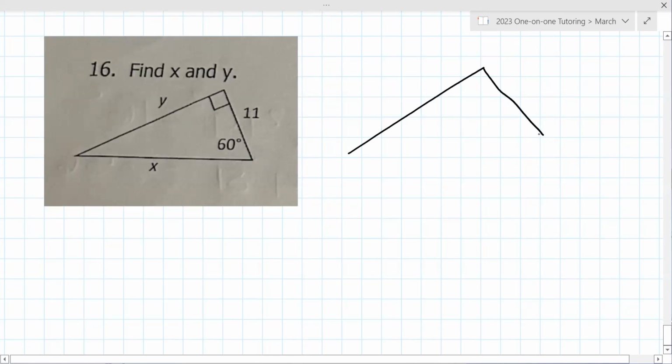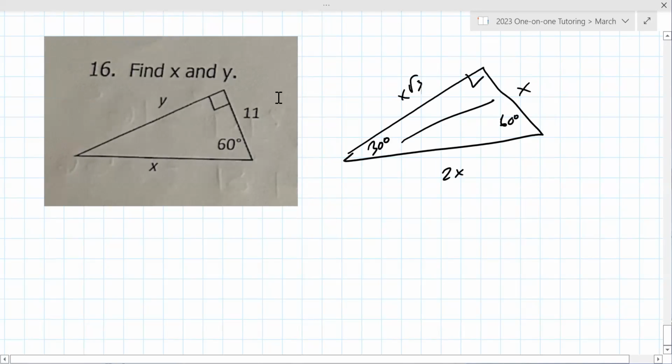So again, draw the reference triangle here, 60°, 30°. I always start with the 30, so that's x, 2x, x root 3. They've nicely given you x. That's the easiest case. So the hypotenuse is 22, and then y is 11 radical 3.